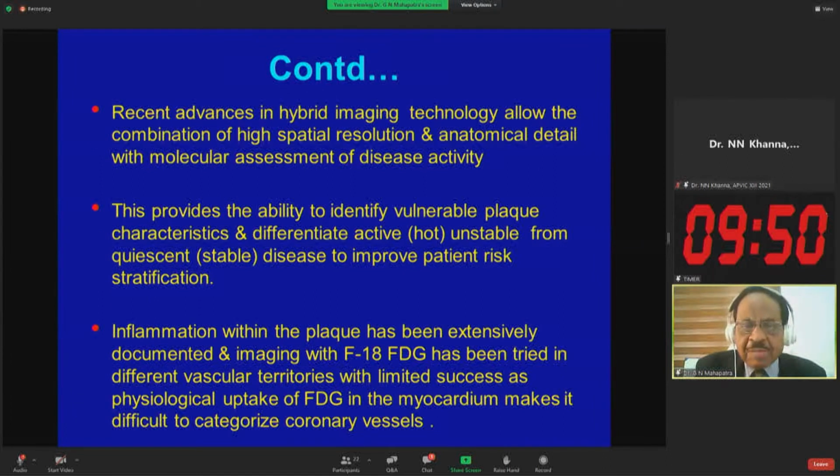Recent advances in hybrid imaging, particularly PET-CT or PET-MR, combine high spatial resolution and anatomical detail with molecular assessment of disease activity. This provides the ability to identify vulnerable plaque characteristics, which I'll be speaking about one by one, and differentiate active, hot, unstable plaque from quiescent, stable disease activity to improve patient stratification. Inflammation within the plaque has been extensively documented, and imaging with F18 FDG has been used in different vascular territories with limited success because of the physiological uptake of FDG.